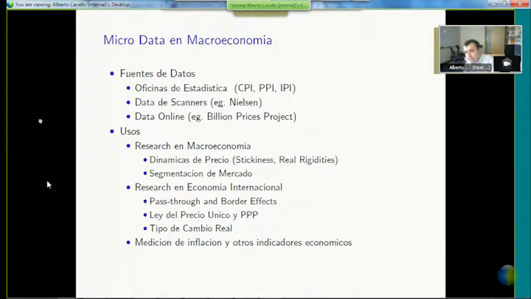Something else is that, well, 10 years ago, we have scanner data, where companies such as Nielsen collect information to do market research, and as of late, there's been use of data online. The Billion Prices Project is an example of this. We can do this for macroeconomics.